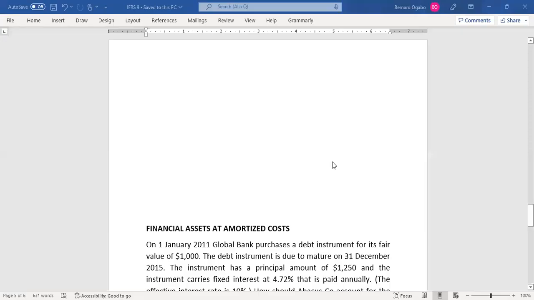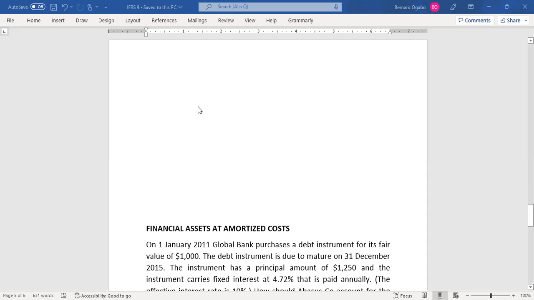We are going to be looking at financial assets at amortized cost. We've previously done compound financial instruments, and we've done financial liabilities at amortized cost. Today we are going to do financial assets at amortized cost. So I take you straight to the material, then we look at it briefly for less than 5 minutes or so, and then we close out.